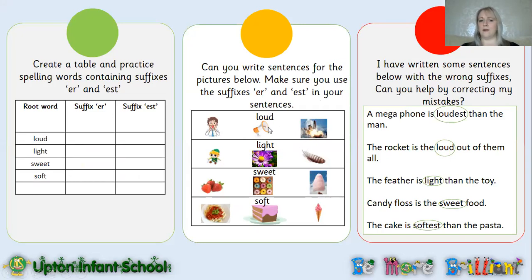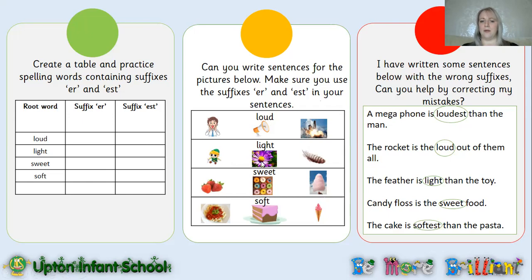I wonder if you could write some sentences using the suffixes er and est for me. I've also given you the word light. I've given you a little toy. Now, children's toys are very light. We don't want them to be too heavy, do we? Otherwise, children wouldn't be able to pick them up.